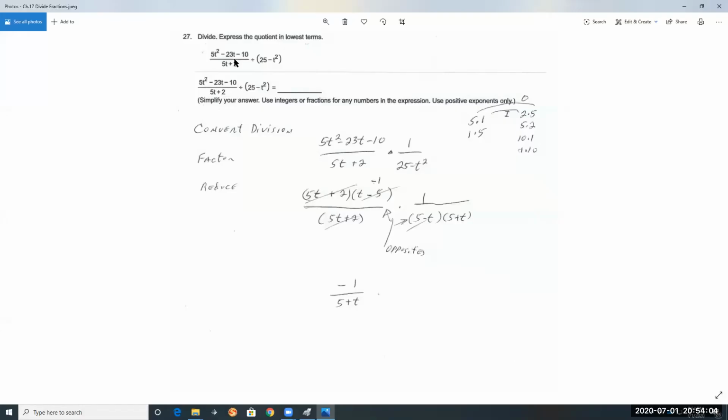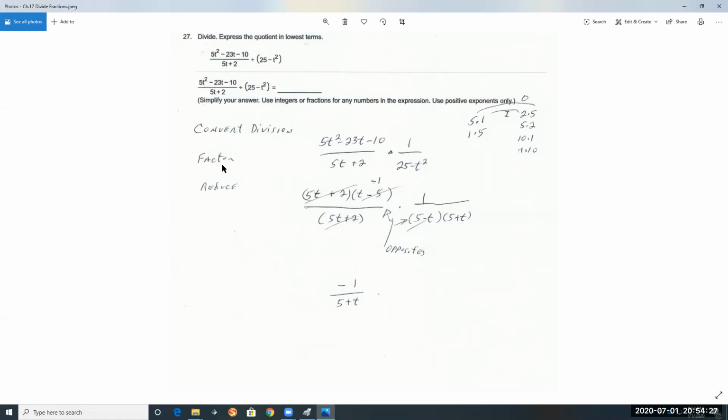In this problem, we're asked to divide one fraction by another. We want to first convert the division. So I have 5t squared minus 23t minus 10 over 5t plus 2. Changing the division to multiplication if I reciprocate the second quantity. So it's 1 over 25 minus t squared.